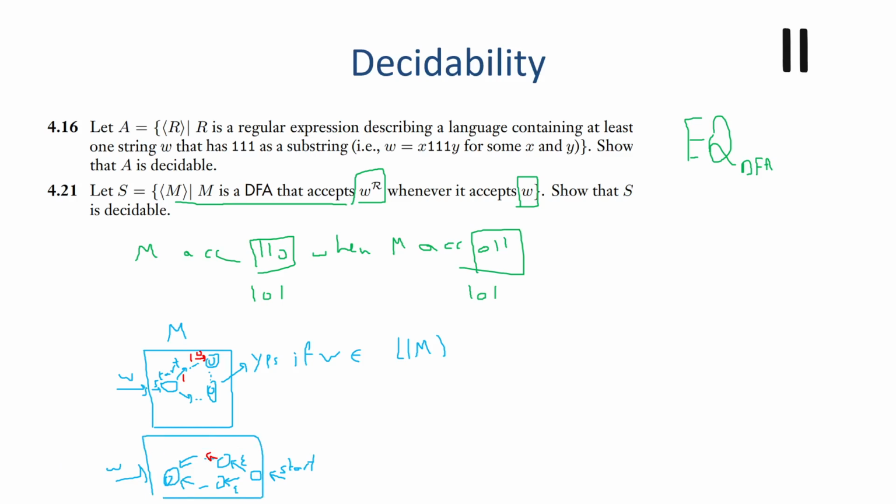Okay, remember, we're still feeding it the same W. So from the old state, we have a 1. Then we have some other state where it reads a 1 until we finally reach the start state with a 0.